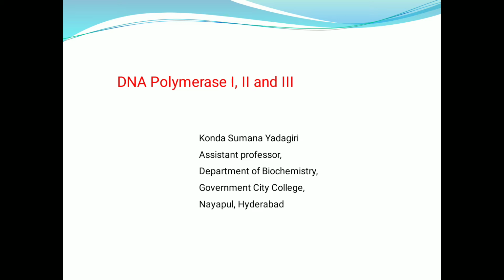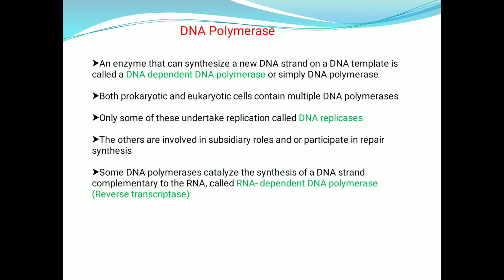Today our topic is DNA polymerase 1, 2 and 3 of E. coli. What is a DNA polymerase? DNA polymerase is an enzyme that can synthesize a new DNA strand on a DNA template, called a DNA dependent DNA polymerase, or simply DNA polymerase. Why DNA dependent DNA polymerase? Because DNA dependent means here DNA is acting as the template and DNA polymerase is synthesizing the DNA strand. That's why it is called DNA dependent DNA polymerase, or else DNA polymerase.